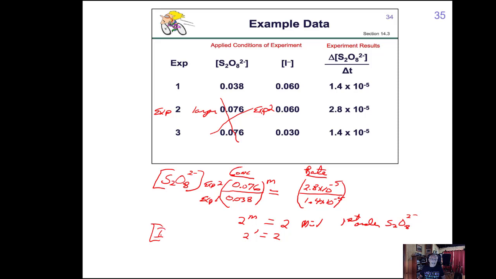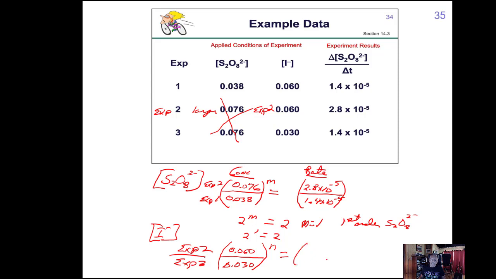So for iodide ion, okay, we have experiment 2 over experiment 3. And we're simply doing that because experiment 2 is the larger concentration. And so we do the same format. This is concentration of iodide for experiment 2. The concentration for iodide is 0.060. And for experiment 3, it's 0.030. And this time, we're looking for the exponent n.